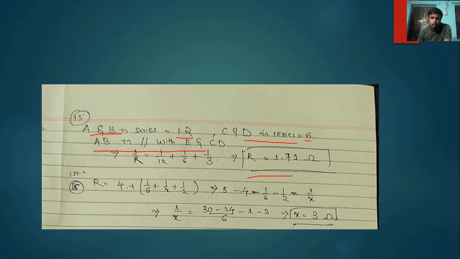I have written it directly. R is equal to 4 plus the parallel combination of 1 by 6 plus 1 by x plus 1 by 2, and R is equal to 5. So I have taken the 4 to the left side: 5 minus 4 minus 1 by 6 minus 1 by 2 is equal to 1 by x. By simplifying, 1 by x is equal to (30 minus 24 minus... ) over 6, giving 1 by 3. So we'll get the final answer as x is equal to 3 ohm. Okay, you got it?